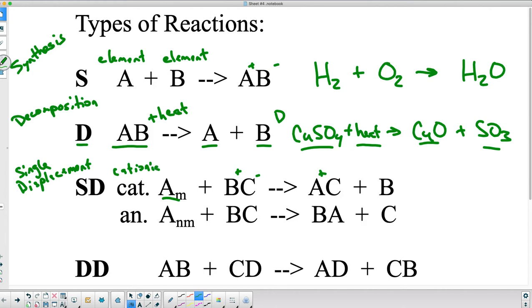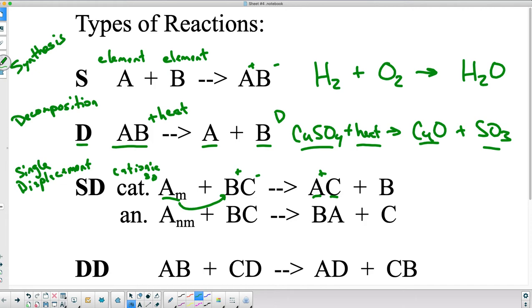I should put that like that. Single displacement. There we go. Okay, so the metal here plus the compound, the A switches places with the other positive part, which would be B, which is why you see AC on the other side and B is by itself. And we'll talk more about that later on.